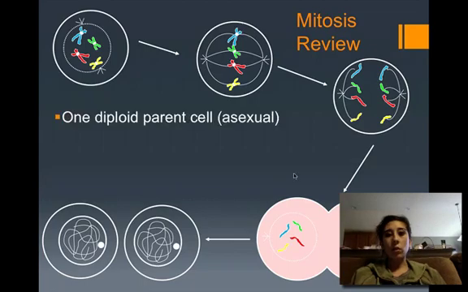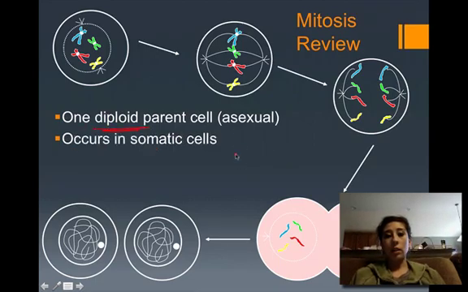Let's just really quickly review mitosis. With mitosis, we are looking at diploid parent cells. Typically we're looking at asexual reproduction, and this will occur in somatic cells. Somatic cells we haven't really discussed yet, but somatic refers to pretty much any cell that's not a sex cell. So nothing that is sperm or egg. It could be a body cell. Really, soma is referring to body. So any cell except for the sex cells.